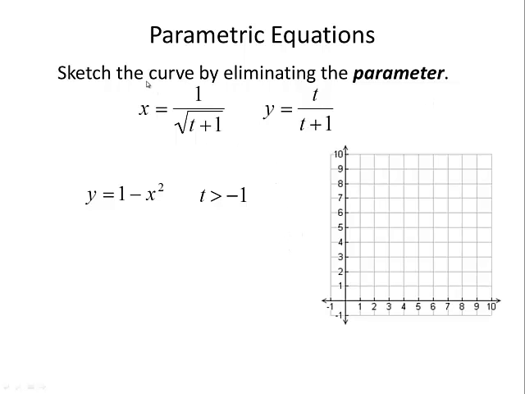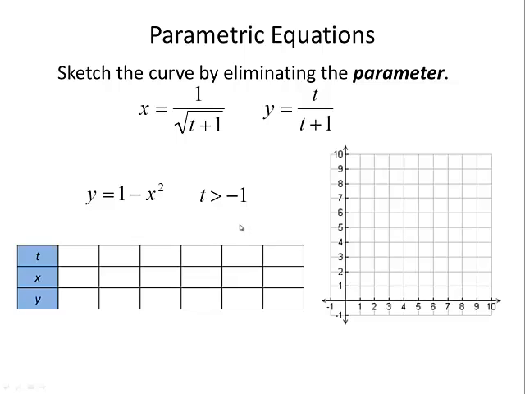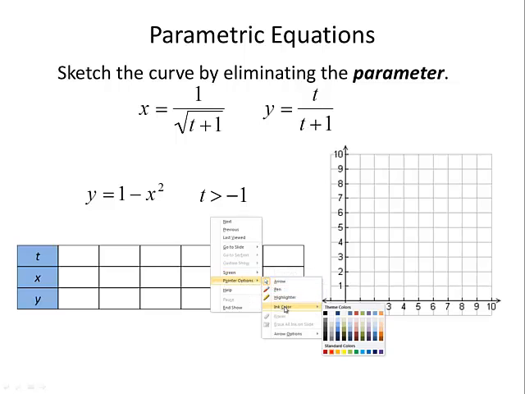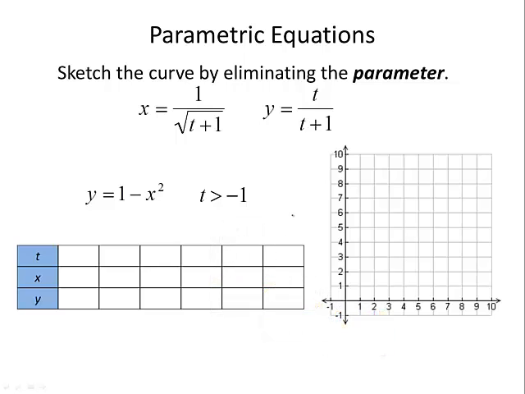So the original problem asked me to sketch this curve, so I'm going to sketch it. And notice that I said that t had to be greater than negative 1. So let's try 0, 1, 2, 3, 4, and 5. Now putting that into here, I get 1 over 0 plus 1, square root and all that. I should get 1.